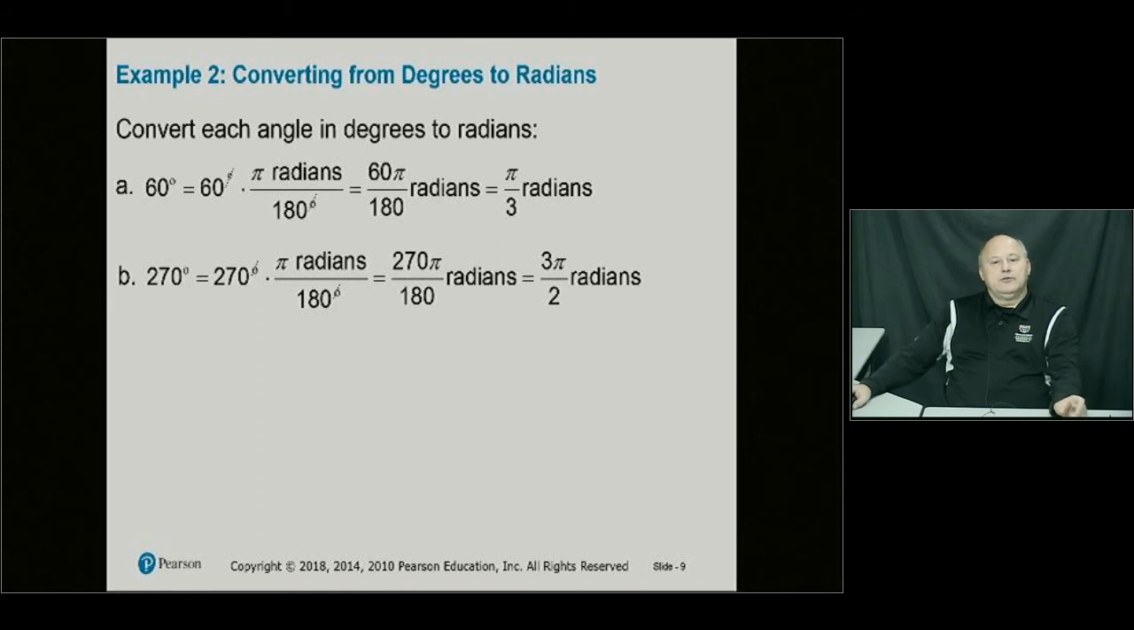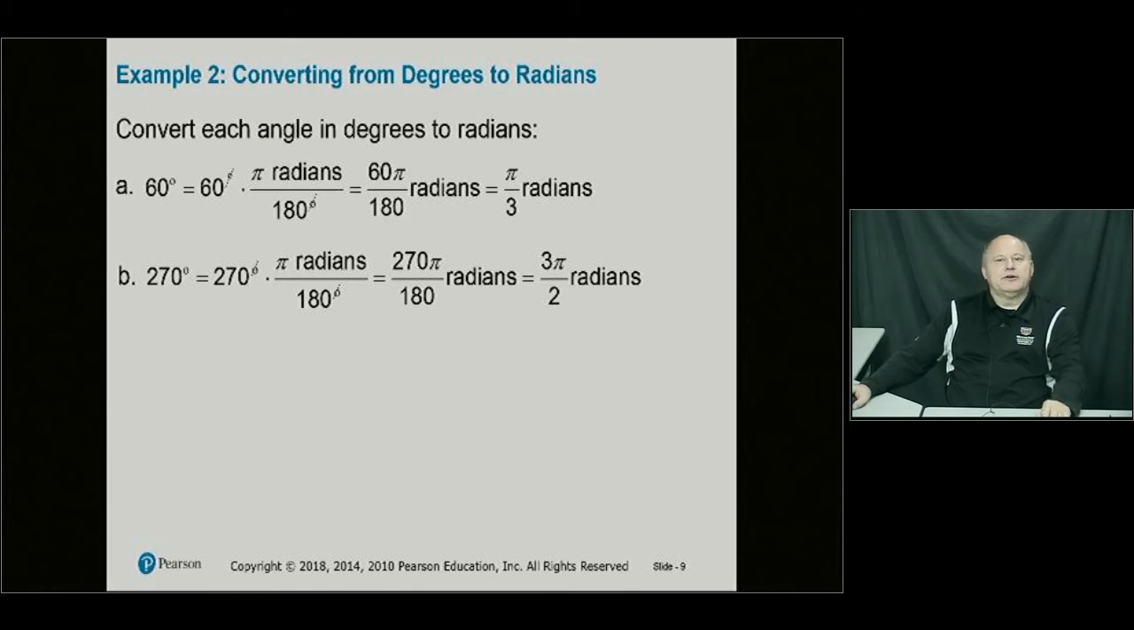So 180 degrees is the same thing as pi. So half of 180 is 90 degrees, and 90 degrees is the same thing as pi over 2. That's the relationship between those two. Now let's just do the multiples of those. What is the next multiple of 90? 180. What's the next multiple after 180? 270.